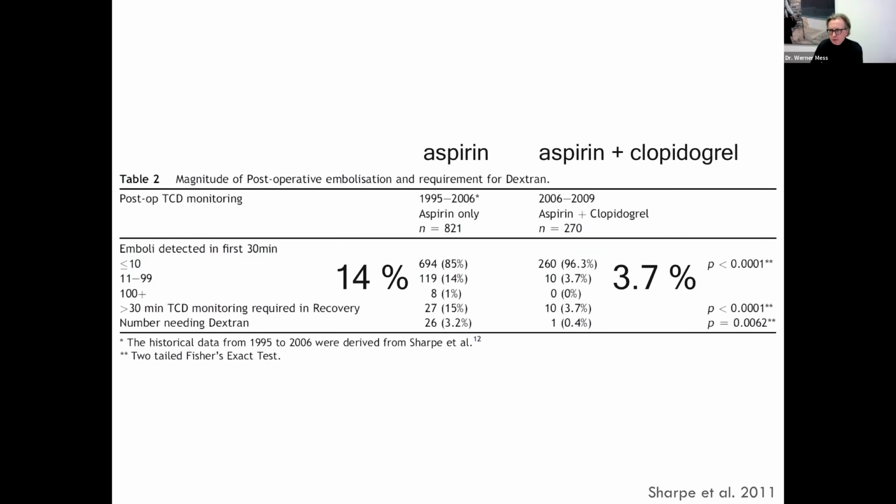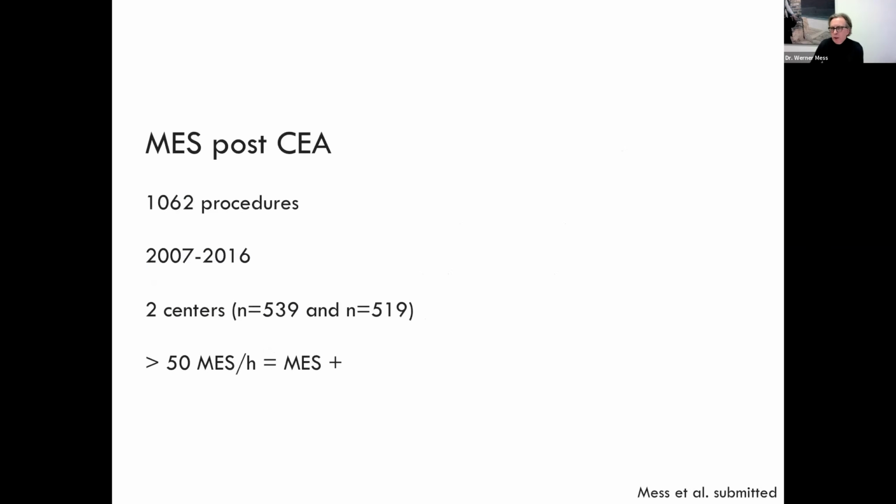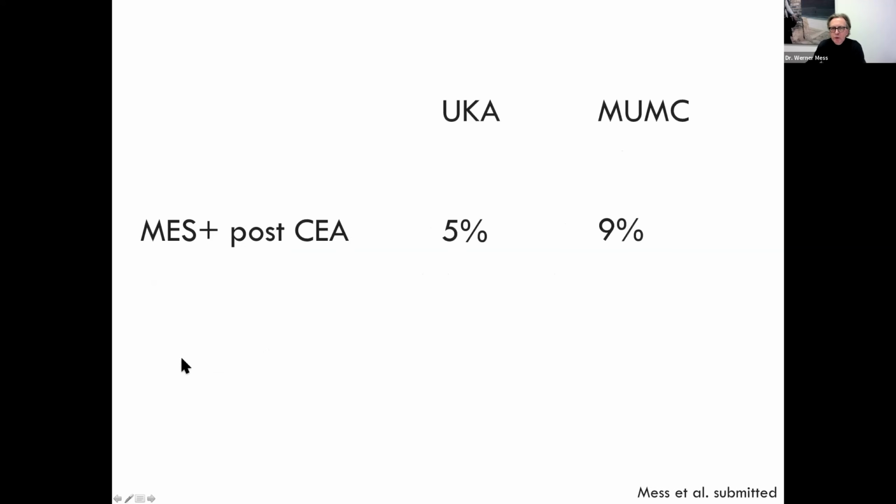So we were a little bit suspicious about this. So we analyzed our own data from the last 1,000 monitoring procedures. We do this in 2 centers. Each center, luckily enough, had almost the same amount of patients, so we could compare that nicely. And emboli positive means more than 50 emboli per hour. So what we found is that there was a difference between the 2 hospitals, and we tried to figure out what the reason was, and we just don't know.